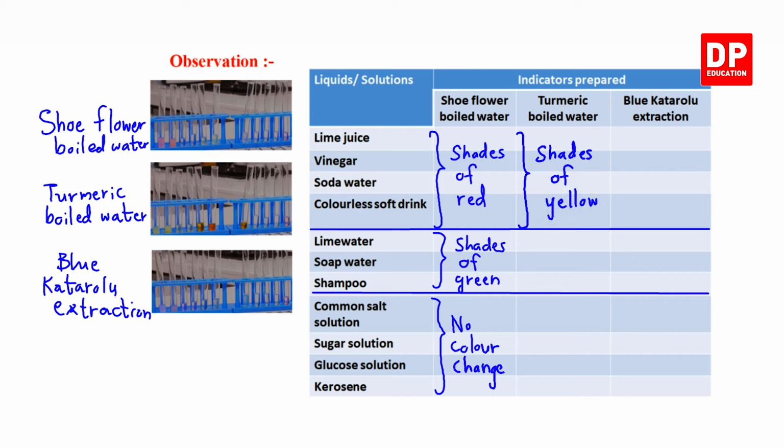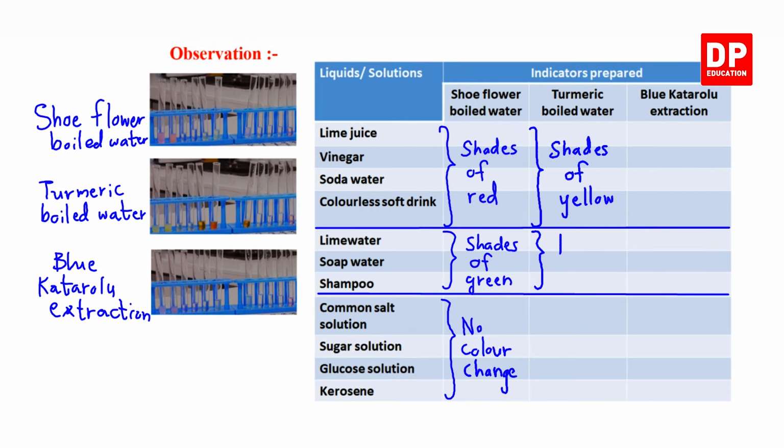Okay. What about the bases? Bases gave a dark orange color or a reddish orange color. Okay. Here bases reddish orange. And finally the neutral substances, no color change. Okay. No color change.